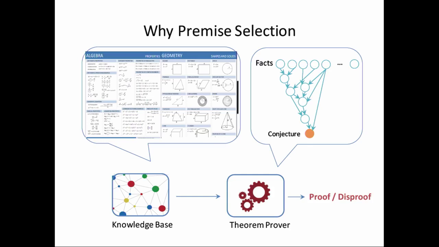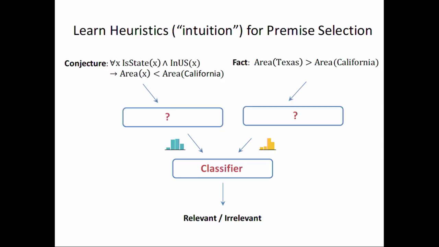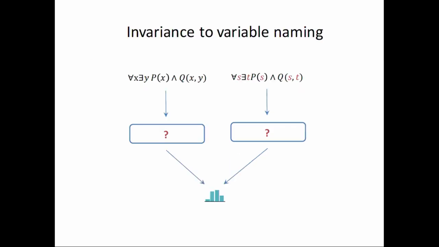In this work, we take a machine learning approach where we seek to learn useful heuristics for premise selection. We convert both the inputs, conjecture and fact, into vectors and send them into a binary classifier. The key remaining question is now how to embed logical formulas into vectors. We observe that a good vector embedding of logical formulas should be invariant to variable naming. That is, if we replace variables x, y with s and t, the meaning of the formulas stays the same, and the vector embedding should stay the same as well.